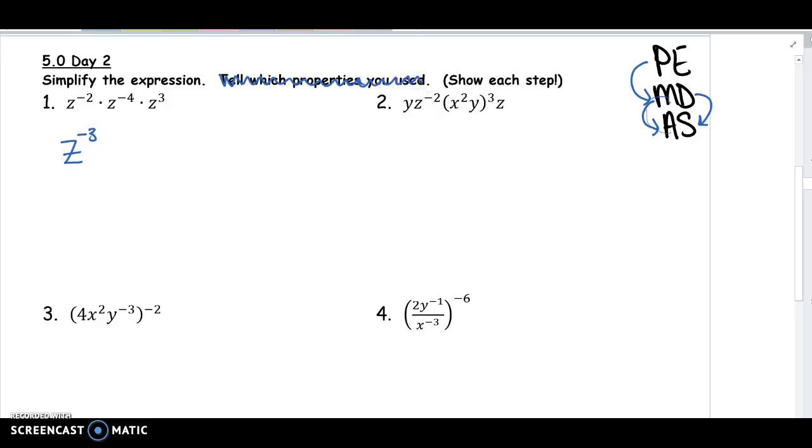Now, we are not going to tell which properties you used because we're not going to write a proof. We are going to show every step, and you should add to the directions that your answers must have positive exponents only.